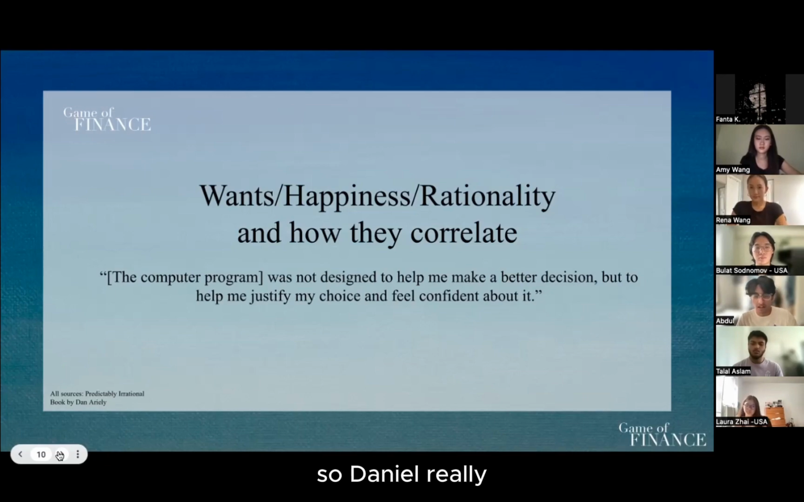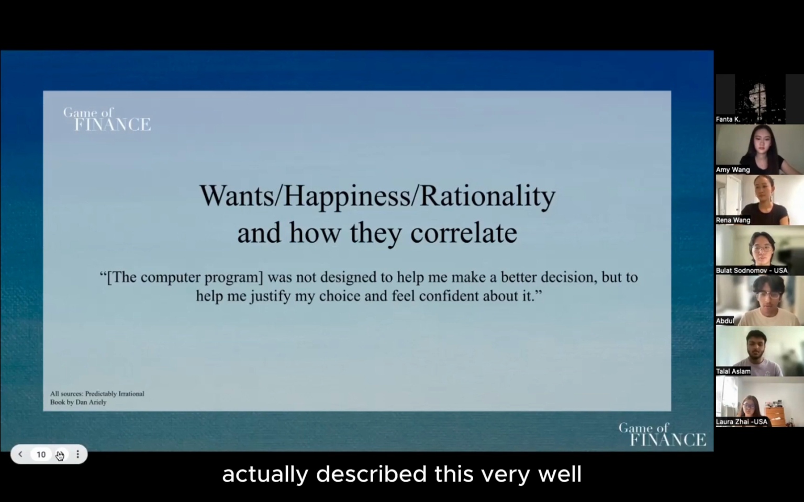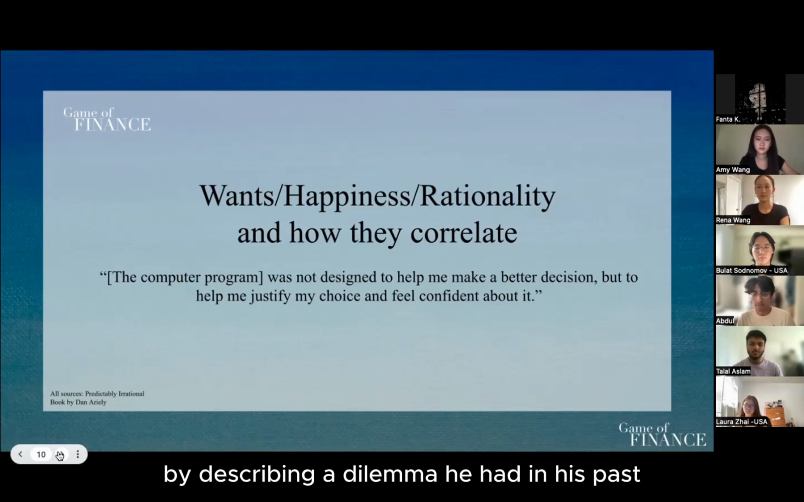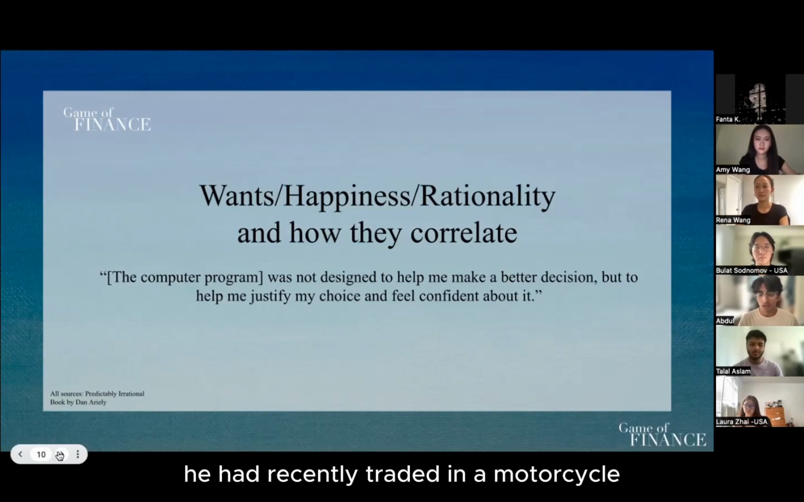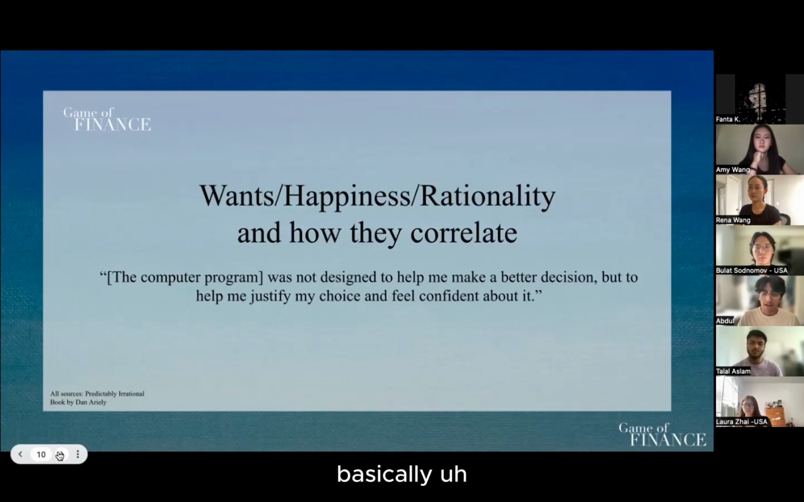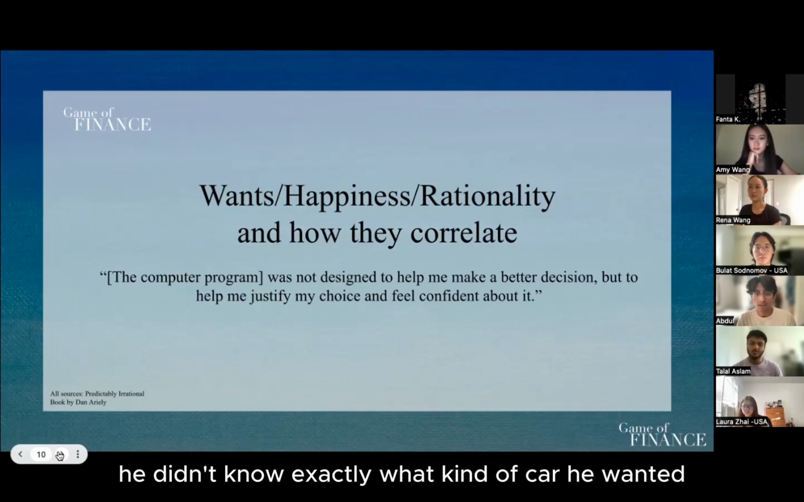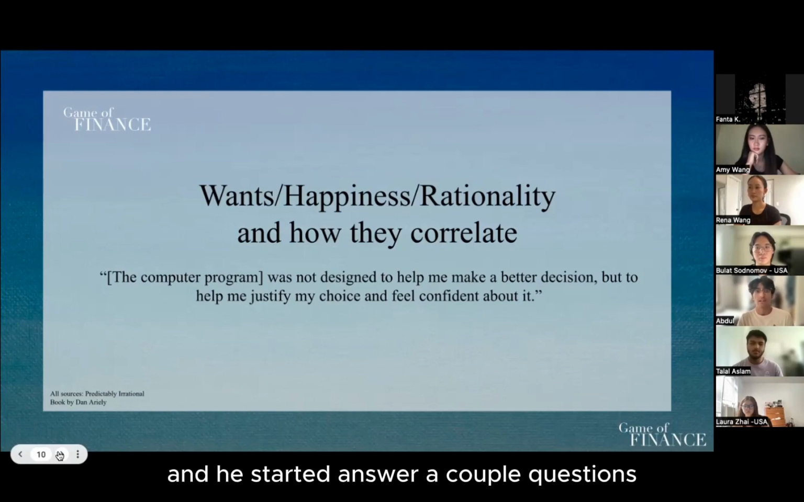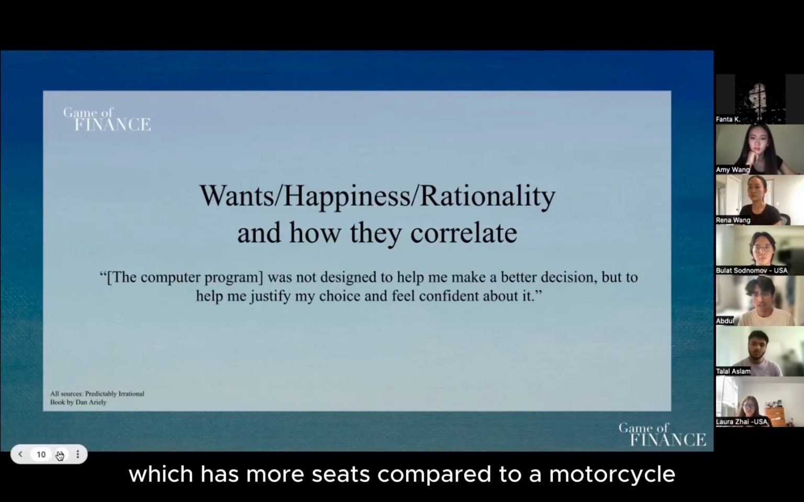So Dan Ariely, the author of Predictably Irrational, described this very well by describing a dilemma he had in his past. He had recently traded in a motorcycle and he was looking to buy a car to fulfill his familial responsibility. He wanted a car with more seats, basically. The problem was he didn't know exactly what kind of car he wanted, like what brand. So he went on a website and started answering a couple of questions, and the program suggested to him a sedan or a 4-door car, which has more seats compared to a motorcycle.